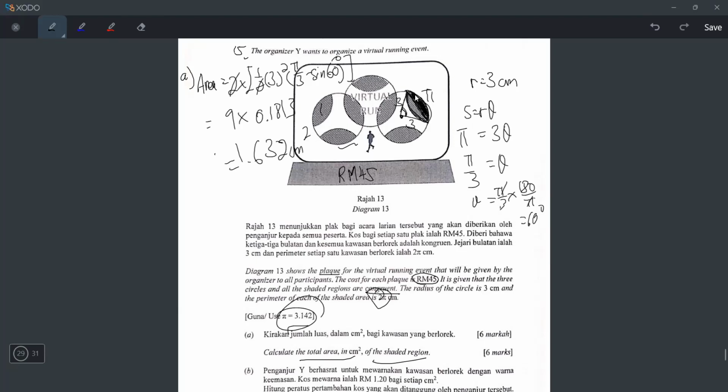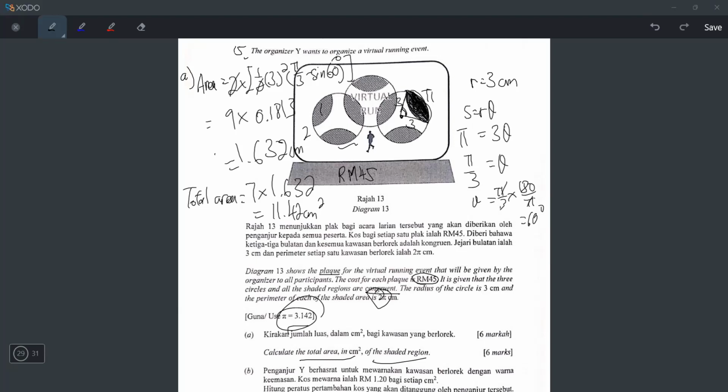But wait, this one is just the area for 1 only. Because you find the area of segment times 2, you only get like here and here, right? But now you have to times 7. So the total area will be 7 times 1.632, and then only you will get the final answer: 11.42 cm squared. Right. So that is the final answer.